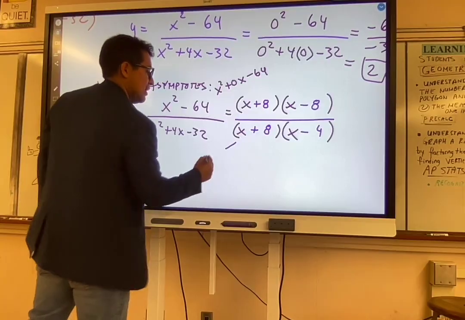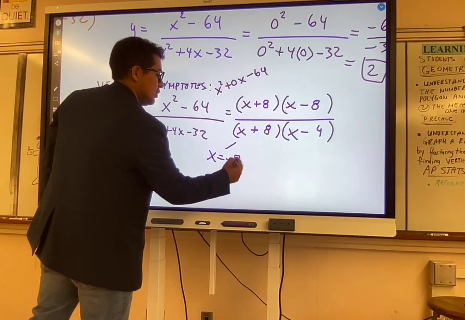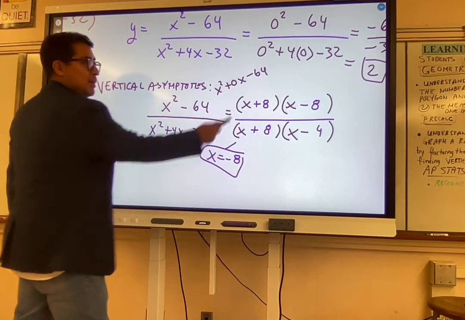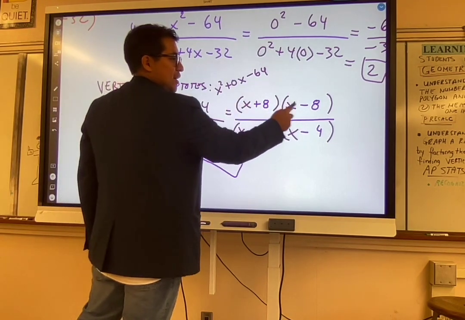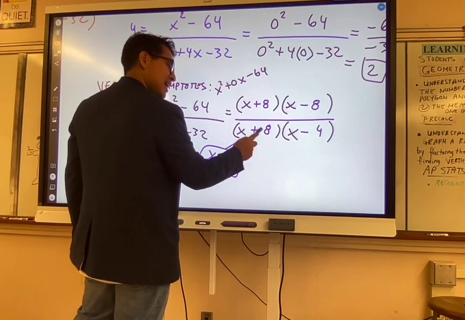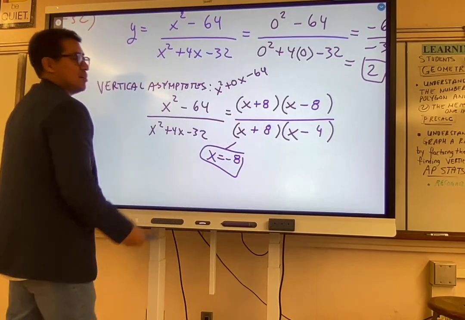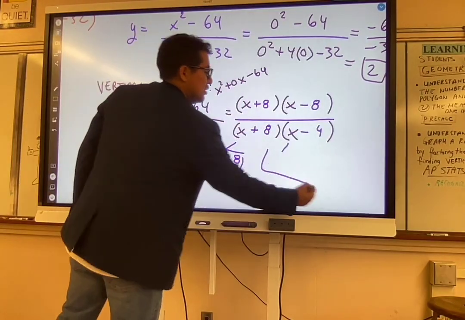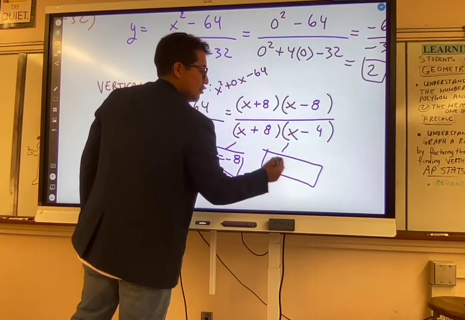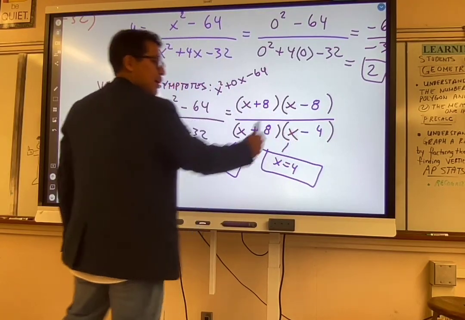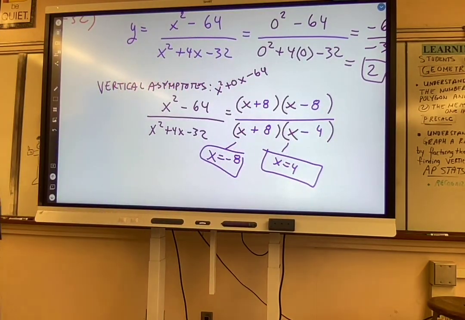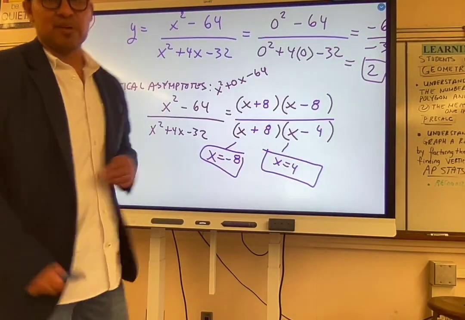From here you can see that x equals -8 is one of them. Because when I plug in -8 everywhere, I'm going to get -8 plus 8 on the bottom. That's going to be division by 0. Another number I should not use, therefore, is +4. If I plug in 4s everywhere, in that bottom, 4 minus 4 is going to be 0, and that's going to cause a calculator error. So those are my vertical asymptotes.